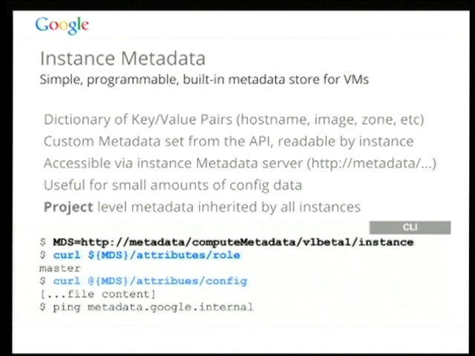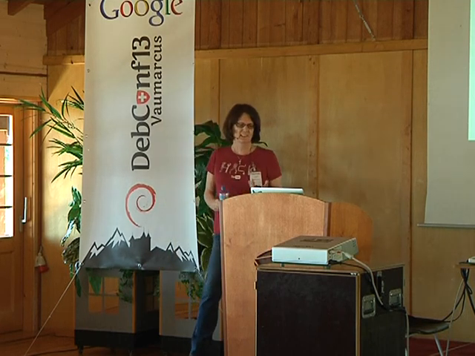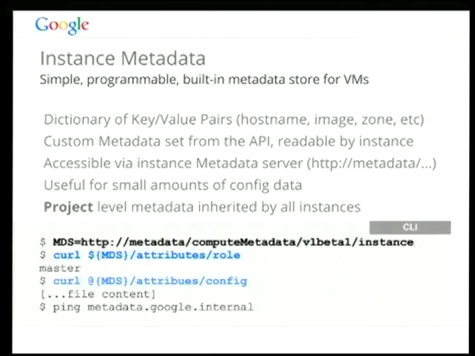Instance metadata. So virtual machines need to know stuff about their environment. They need to have some context in which they're running. So the metadata server provides that to the instance. It's basically a dictionary of key value pairs. It has some basic information pushed into it at provision time, things like the host name, the image, the zone, that kind of thing. But you can also use custom metadata, and that's set by the API. But all of this stuff is read by the instance specifically, so it gives the instance context about its environment.